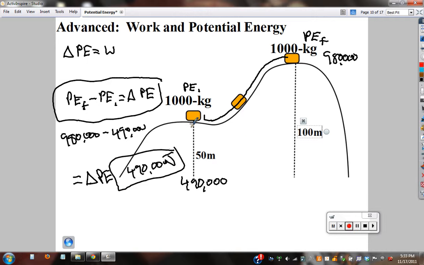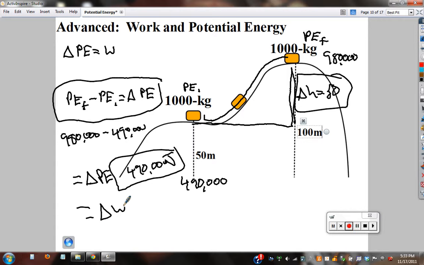If you want, you just could have said, well, how much did height change? That's how much potential energy changed. Change in height equals 50 meters. And so you just solve for that once, using this number and this mass, and that will change it. And if you know change in potential energy, you know work. There's questions on the quiz that you can use to practice with this.